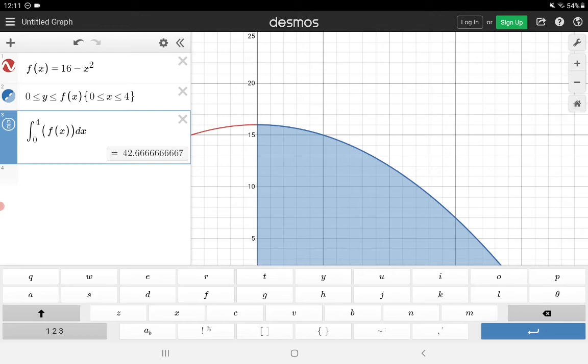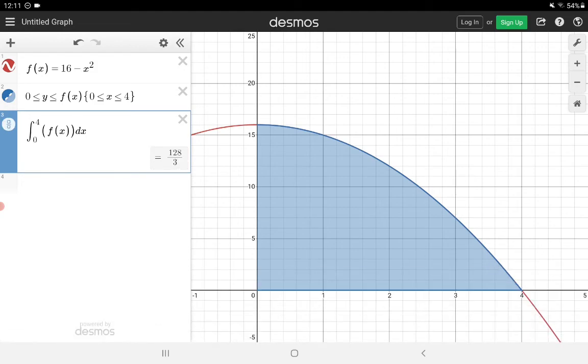I wonder what that number is. Do you see the little circle with the fraction inside it to the left? If I tap that, it's going to convert that decimal into a rational number, a fraction. And lo and behold, 128/3, exactly what we found over here.